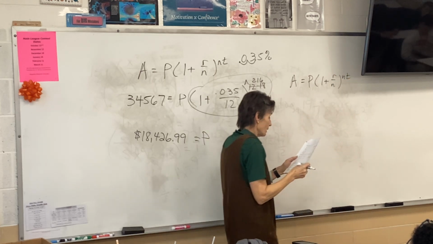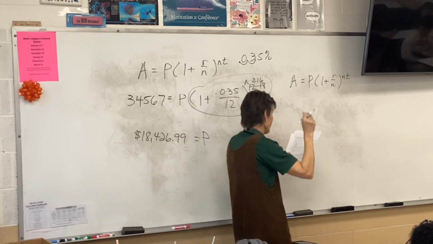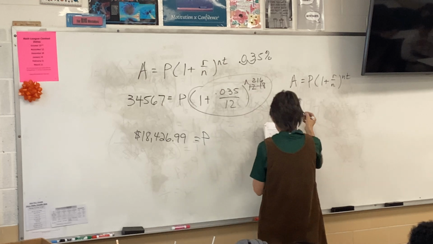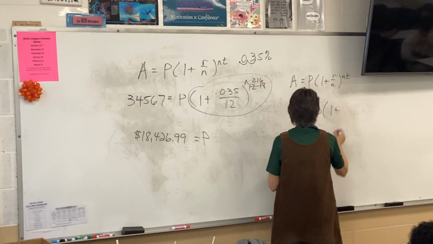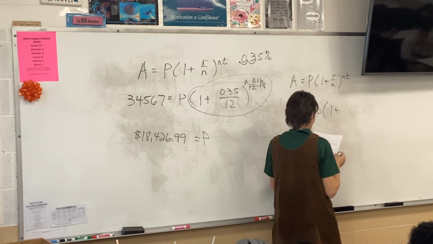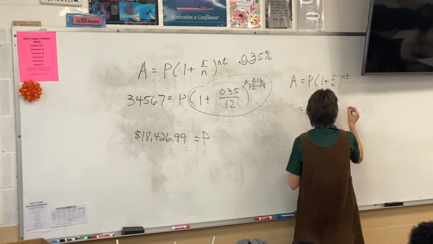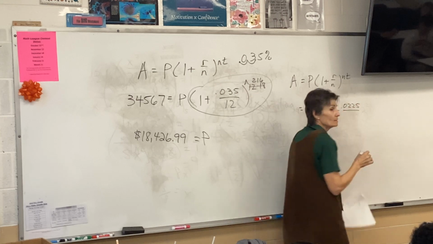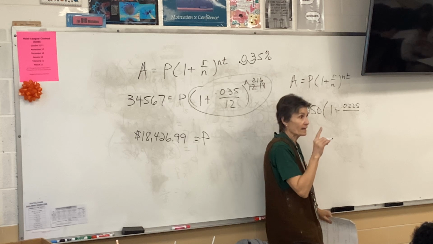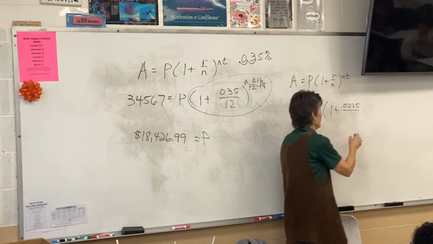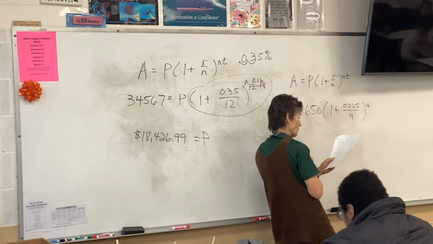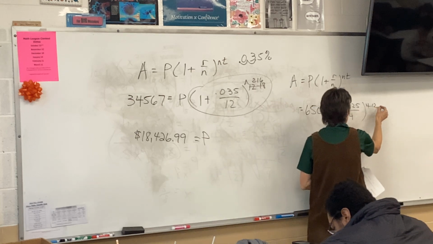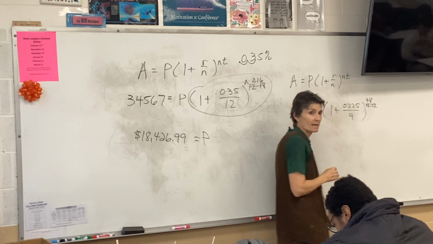Alright, so Cam, what did you put in where? The P was 650. Okay, and 1 plus 0.225, watch it. Oh, 0.0225 over 4. Right, guys? 0.0225 over 4, yep, quarterly. And how many years are you doing this for? 12. So I'm going to go ahead and make that exponent 48. Is that okay?